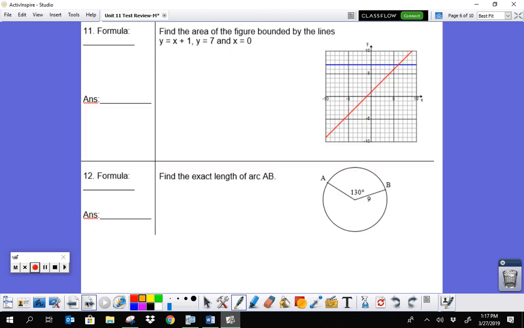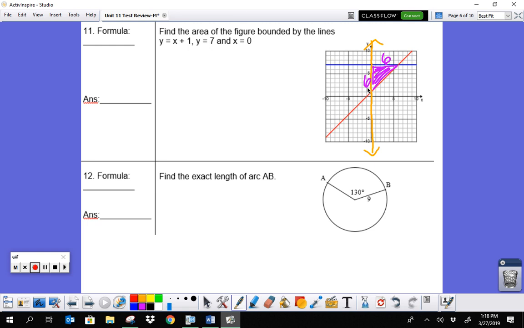Number 11, find the area of the figure bounded by the lines. Okay, the line you can't see as well here is this x equals 0, so I'm just going to draw that one in. The other two are drawn in for you. This one probably is 2, you just can't see it. Okay, the shape that was created here was this triangle, and that's what it's wanting us to get the area of. So I'm going to count across the top, 1, 2, 3, 4, 5, 6, and along the side, if I count, it is also 6.